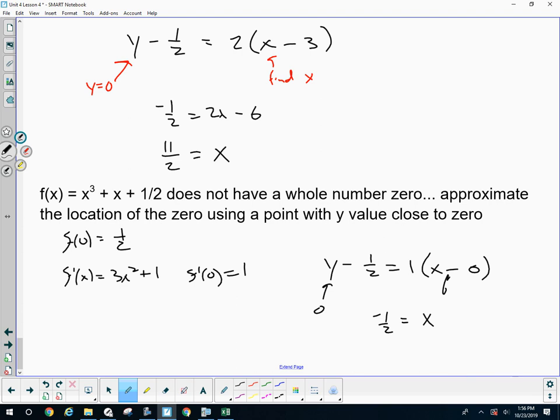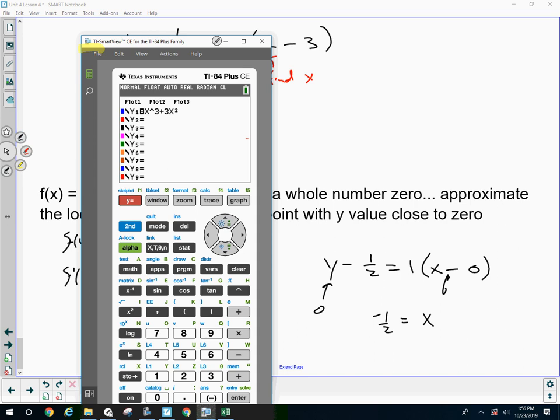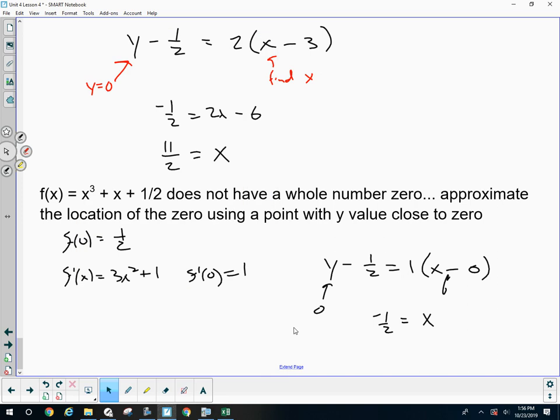Okay. Watch. Y equals x cubed plus x plus 1/2. I'll also graph y equals 0. Where is this 0? If I find the intersections between the two, negative 0.42. I got negative 0.5. Pretty close. The closer I had a y coordinate close to 0, the better my approximation is going to be. And that is it. That is it for Unit 4.